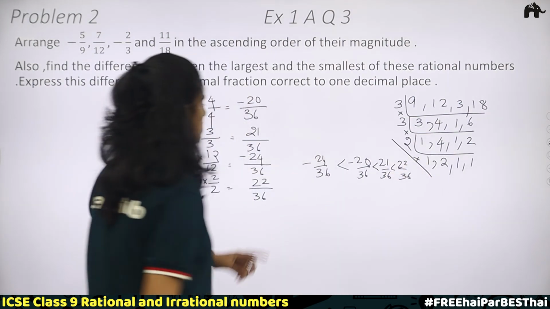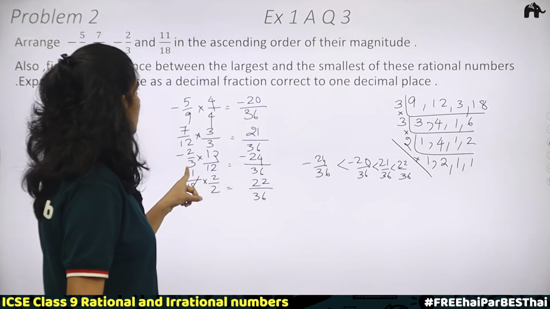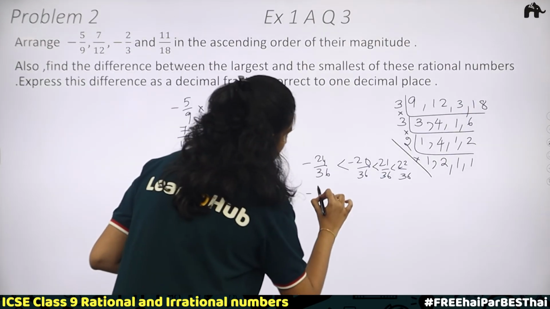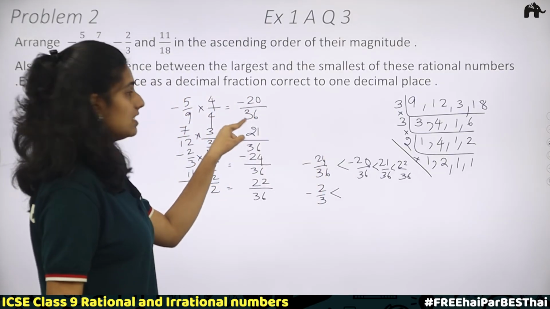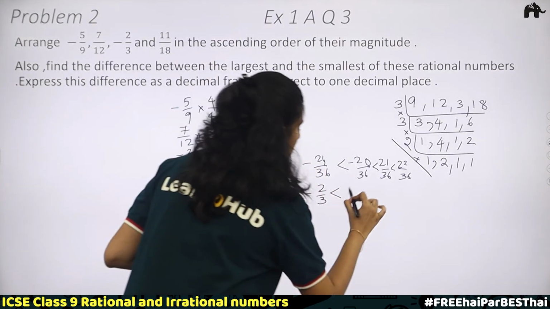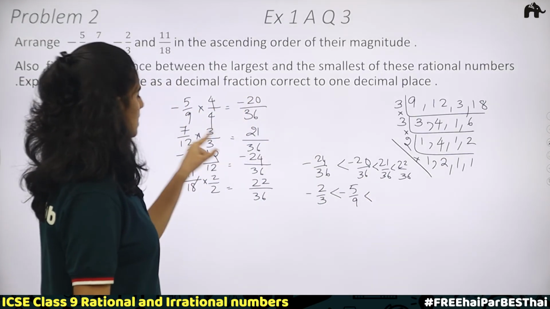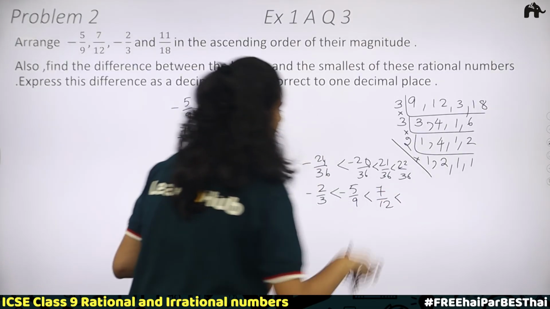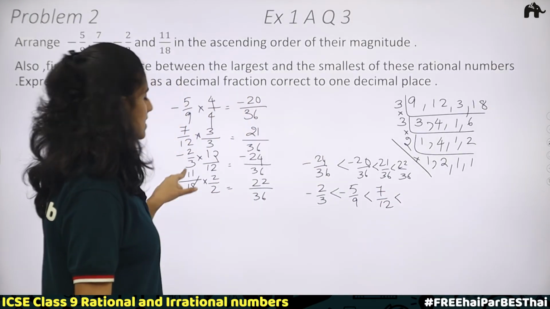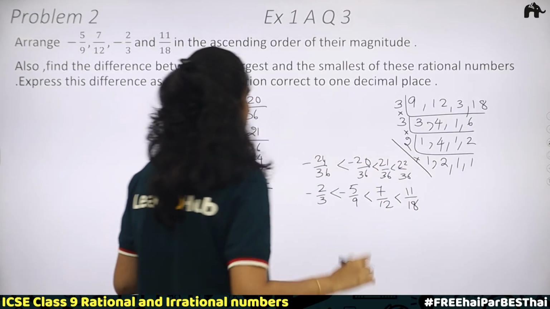Take the corresponding numbers. What is minus 24 by 36? Minus 24 by 36 is minus 2 divided by 3. Minus 2 by 3 is less than minus 20 by 36, which is minus 5 by 9. Minus 5 by 9 is less than 21 by 36, which is 7 by 12, which is less than 22 by 36, which is 11 by 18. So this is the ascending order.